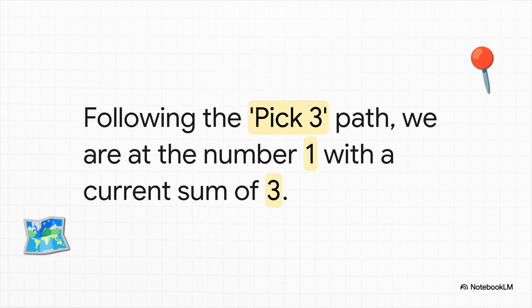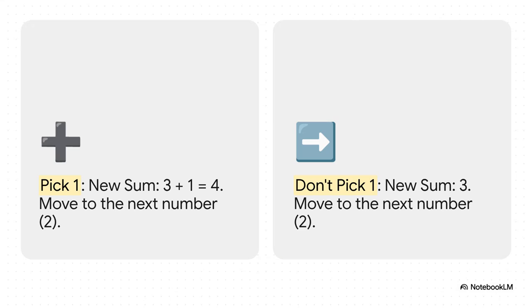So we're one level down the tree, our running total is 3, and the next number staring us in the face is 1. And what do you know, we've got the same choice again. Do we pick the 1? If we do, our sum becomes 4. If we don't, it just stays at 3. Again, both of these new paths lead us to the next number, which is 2.